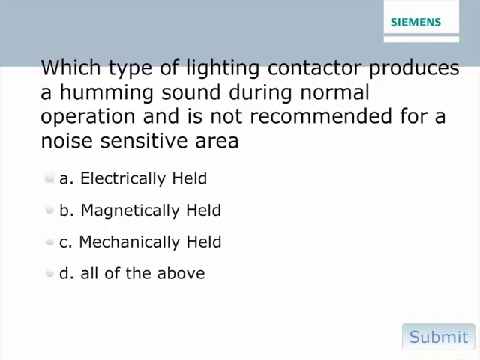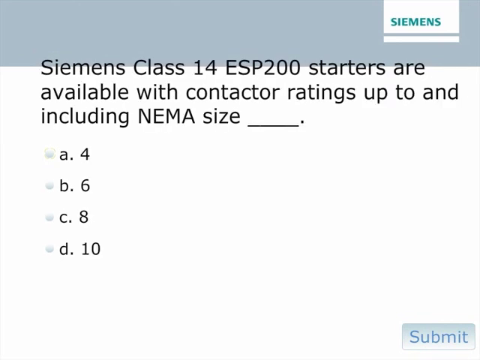Question 11. Which type of lighting contactor produces a humming sound during normal operation and is not recommended for a noise-sensitive area? Is it A, electrically held, B, magnetically held, C, mechanically held, or D, all of the above? Question 12. Siemens Class 14 ESP200 starters are available with contactor ratings up to and including NEMA size A, 4, B, 6, C, 8, or D, 10?